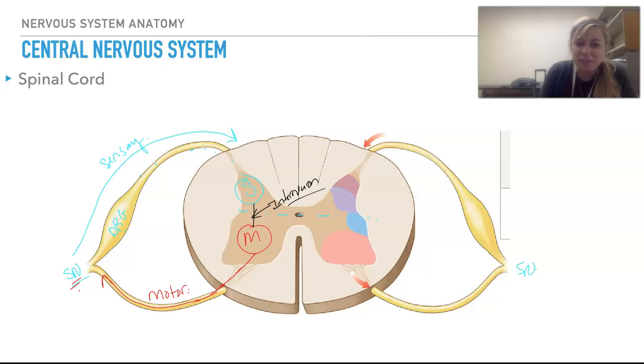Okay, so that's it for the introduction to the central nervous system and its anatomy. And in the next lecture, we'll take a look at the things that protect our central nervous system structures.